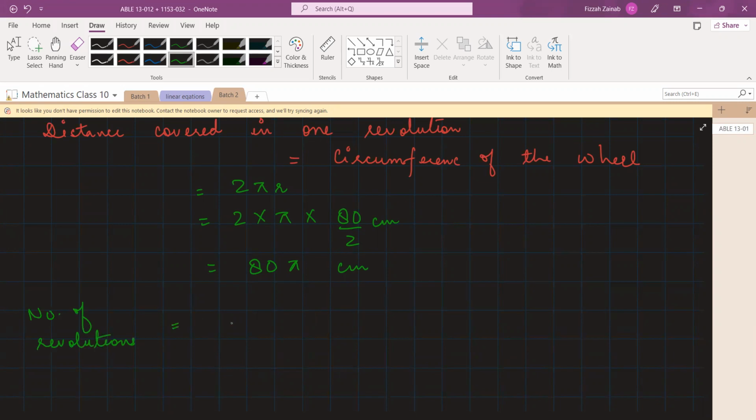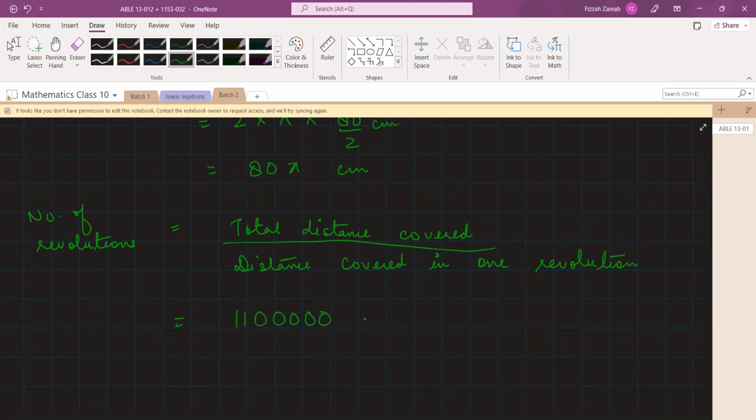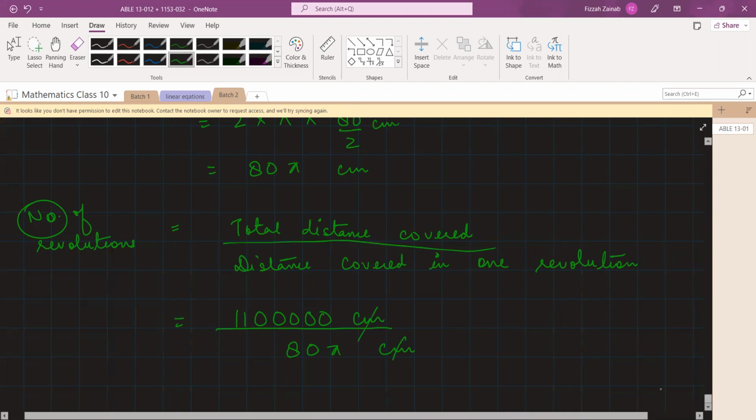Number of revolutions means total distance covered divided by distance covered in one revolution. Is this understood, Rida? How I got this formula? Yes, ma'am. Okay. So just put it, I've already found the total distance was 11 and then 1 2 3 4 5 0, in centimeter. Now this distance is 80 pi, also in centimeter. Obviously, because you're finding a number, so you will get a number. That means no units. So all the units should cancel here. Only a number you will get. That's it.